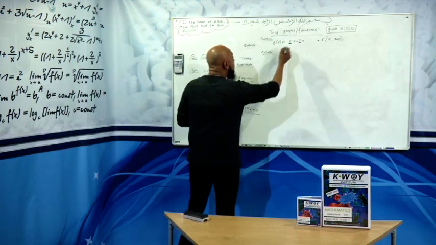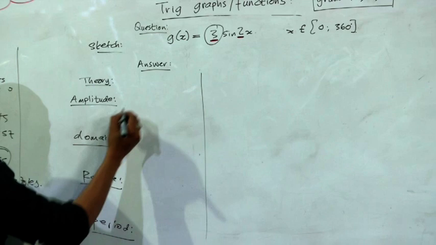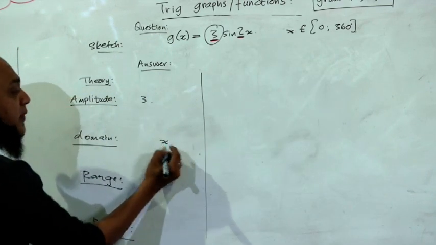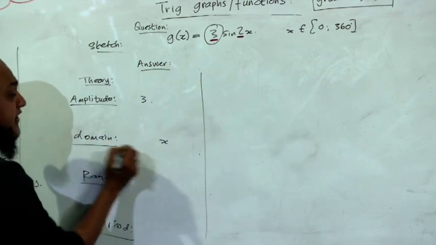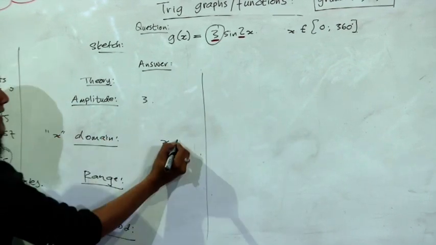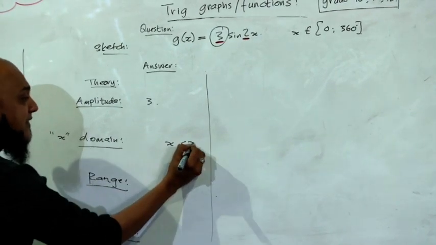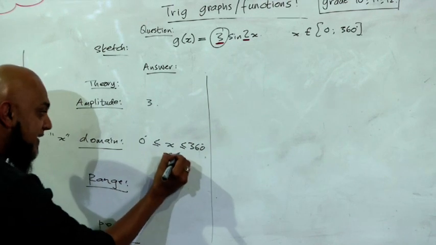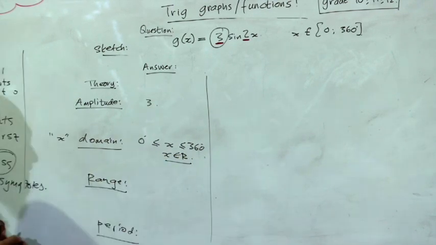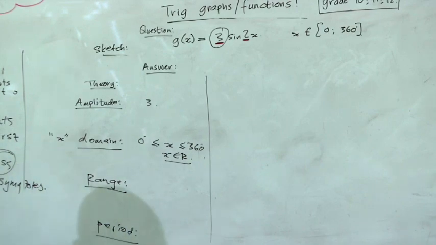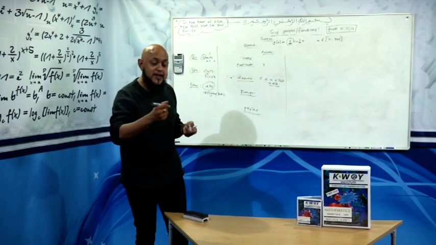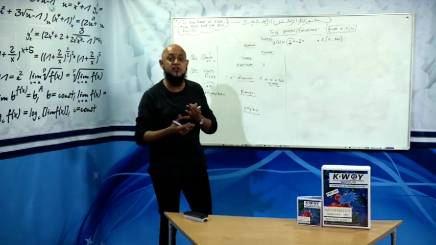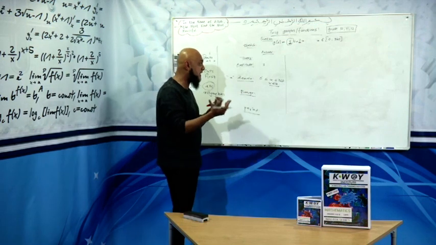Okay, so the amplitude is still 3. We said that number in the front refers to the amplitude, which is 3. The domain, we normally don't put it in interval notation. We put it in inequality form, x less than or equal to 360 but greater than or equal to 0. And we can normally say x is an element of real numbers. Many of you still ask what is the meaning of x is an element of real numbers. It just means that x can be decimals or fractions. It doesn't have to be integers, whole numbers, or natural numbers.